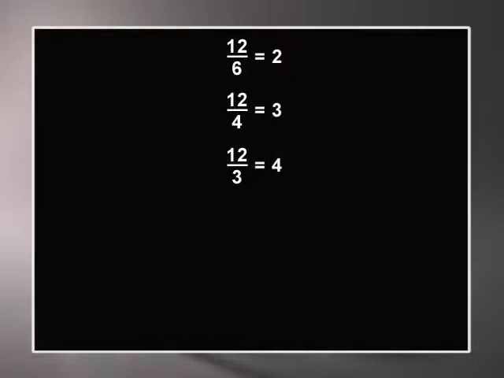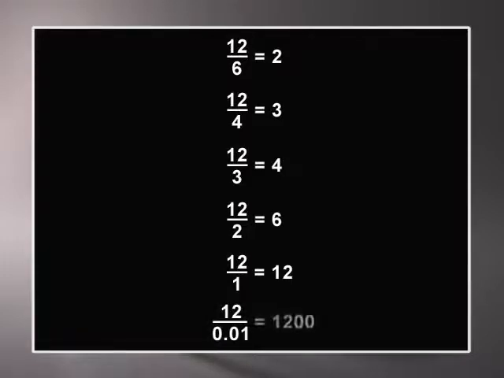If I continue this process and divide by 2, it becomes 6. If I make it 1, now it's up to 12. As the denominator gets smaller, the value of the entire quotient gets larger. If I make the denominator pretty small, 1/100th, 0.01, then the entire fraction has reached the value of 1200. Now perhaps you can extrapolate this thought process.